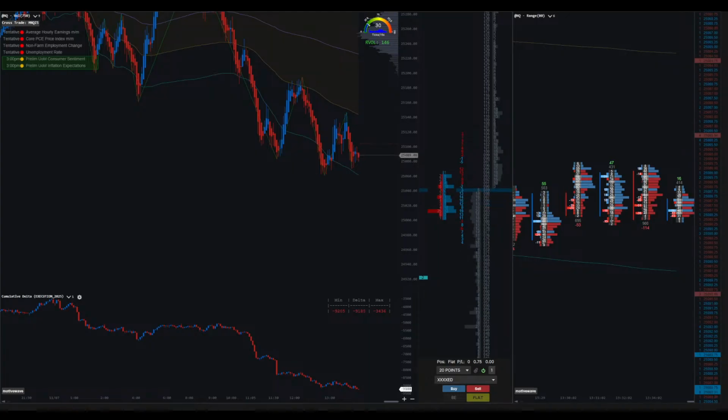Bias check-in. What is the current outlook? Are you trading what is? Are we imbalanced, trending, or rotational? Is VWAP holding?